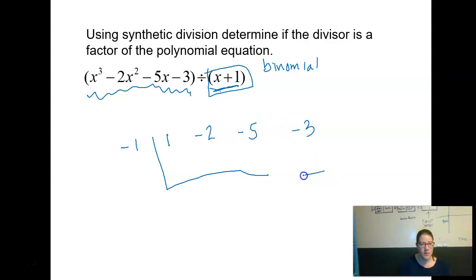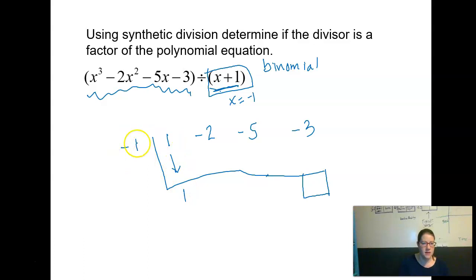Okay, so remember for synthetic division, I first find the 0 for x plus 1, which would be negative 1 because negative 1 plus 1 is 0, and I put that out here. Then I'm going to take the coefficients from this problem and put them along the top. Remember, this box right here under that last number is going to be my remainder. So if that's 0, then I will know this is a factor of the polynomial. If it's any other number, then I will know it's not a factor.